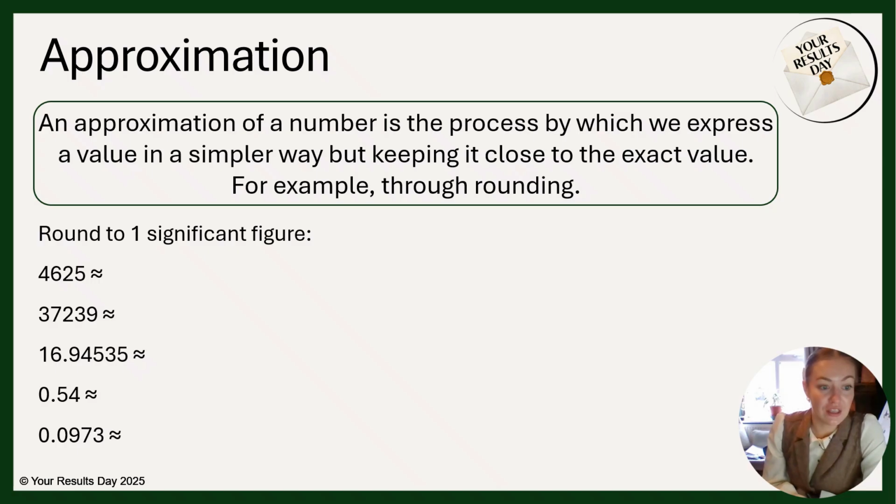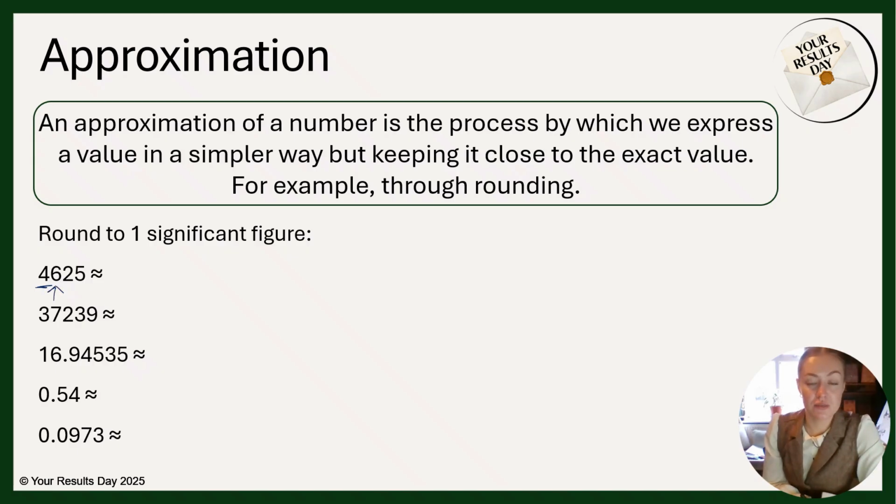A reminder that the first significant figure is the first digit in your number because it's the most significant. It's going to hold the highest value. For example, that 4 represents 4,000, which is bigger, which is more significant than the digit representing 600 or the digit representing the 20 or the digit representing the 5. So that's our first significant figure.